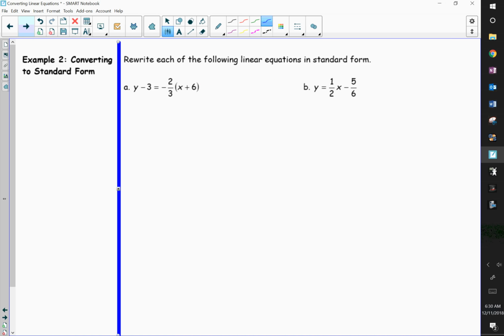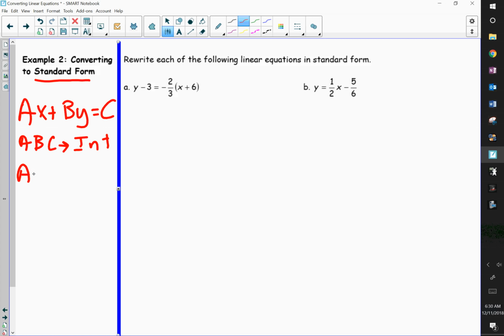All right, example 2, we're going to switch to the standard form. So we're going to convert both of these equations to the ax plus by equals c form. And remember that a, b, and c all have to be integers, and that a has to be a positive number. It can't be negative.